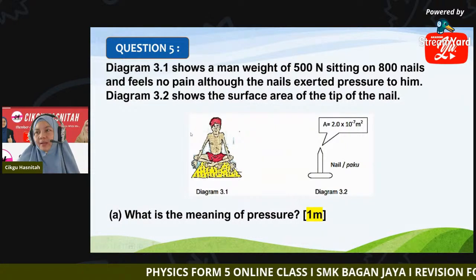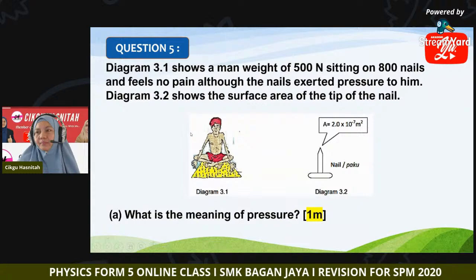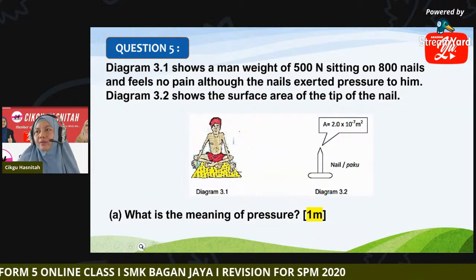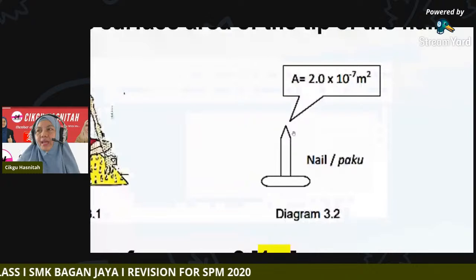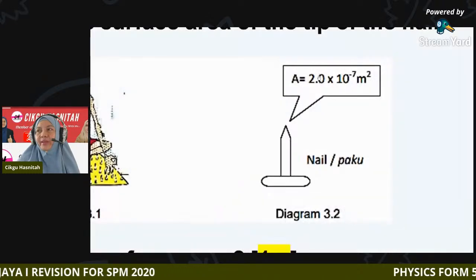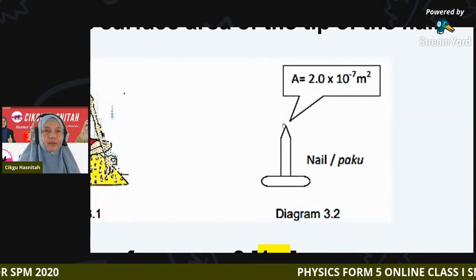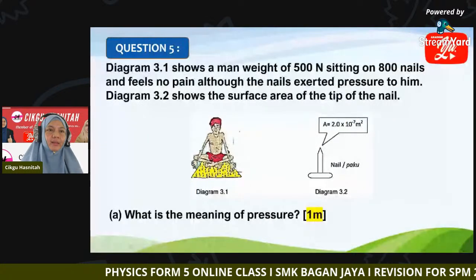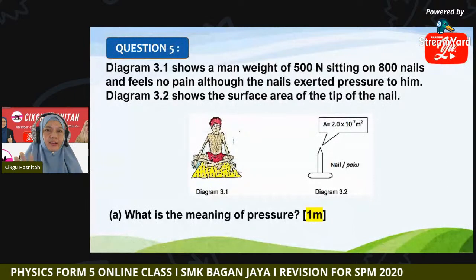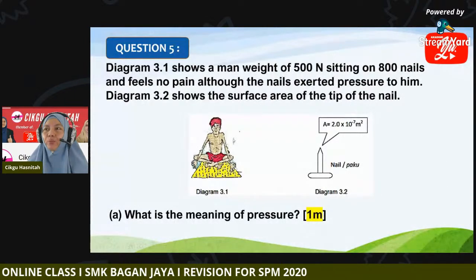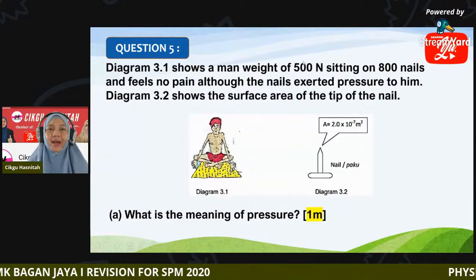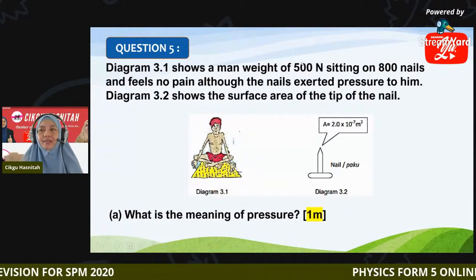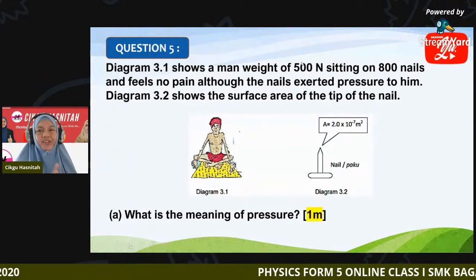If we zoom in on this diagram, each nail has a tip with an area of 2 times 10 negative 7 meter squared. He is now sitting on 800 nails, and the weight of the man is 500 Newton. Okay, first, what is the meaning of pressure?